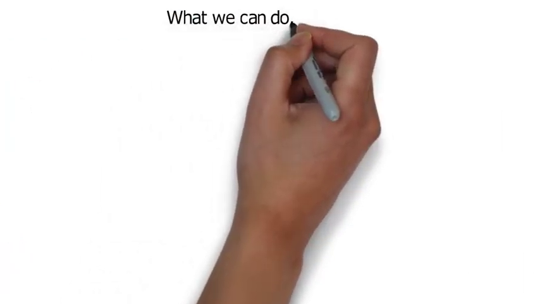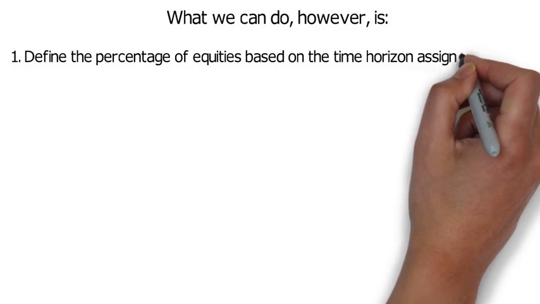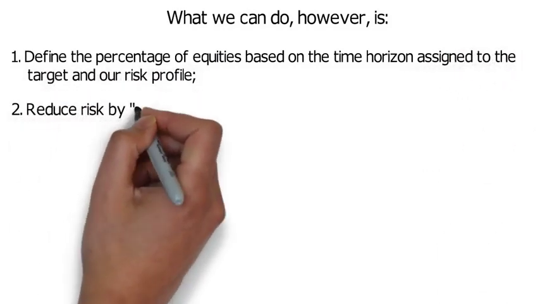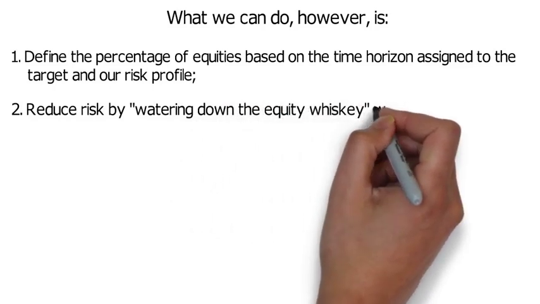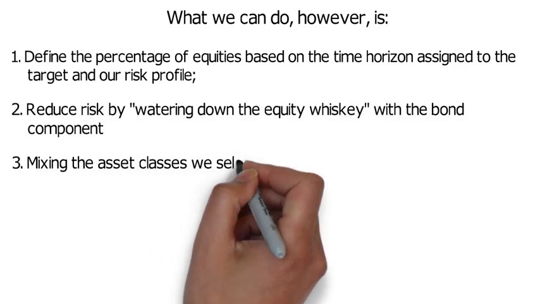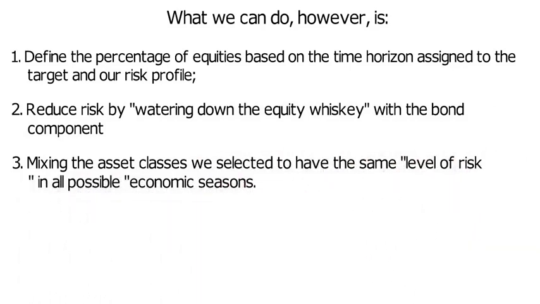What we can do, however, is: 1. Define the percentage of equities based on the time horizon assigned to the target and our risk profile. 2. Reduce risk by watering down the equity whiskey with the bond component. 3. Mixing the asset classes we selected to have the same level of risk in all possible economic seasons.